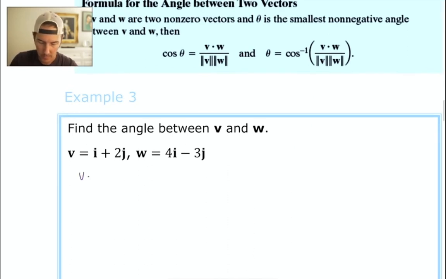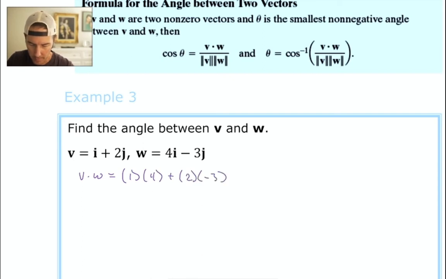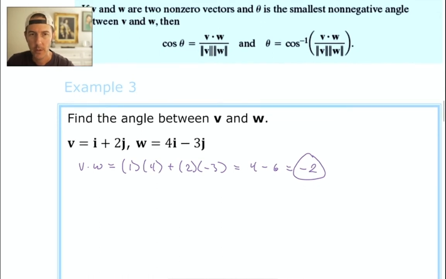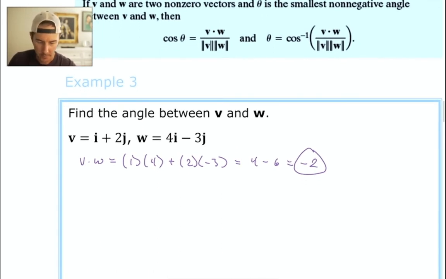v·w is equal to 1 times 4 plus 2 times negative 3. That is equal to 4 minus 6, which is equal to negative 2. So we'll use that in the numerator, and then we need the magnitude of v.